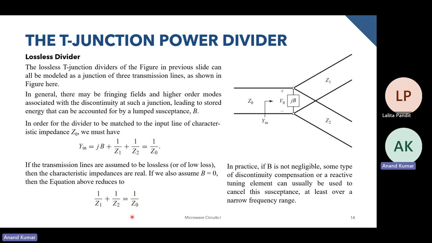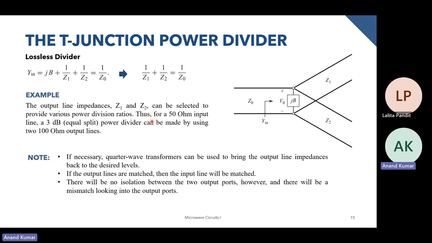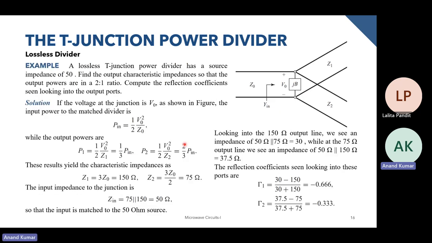According to the power division wanted, we can substitute the values for Z1 and Z2. If we want equal power division, we can set Z1 equal to Z2 and solve for these Z values. For example, if we wanted equal power division, that is a 3 dB split, and this particular Z0 was 50 ohms, then Z1 and Z2 would be 100 ohms. And along similar lines, we also solved an example where we divided the power in a 2:1 ratio.